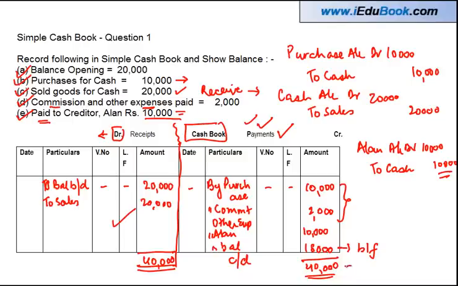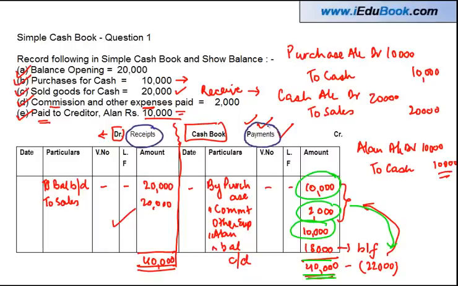How did I arrive at this? 40,000 minus 22,000. 22,000 is the sum of 1, 2, 3. Right? 40,000 was the total. So that is how you prepare a simple cash book. The transactions can be any one. The only thing you need to keep in mind is whether it is a receipt or it is a payment.